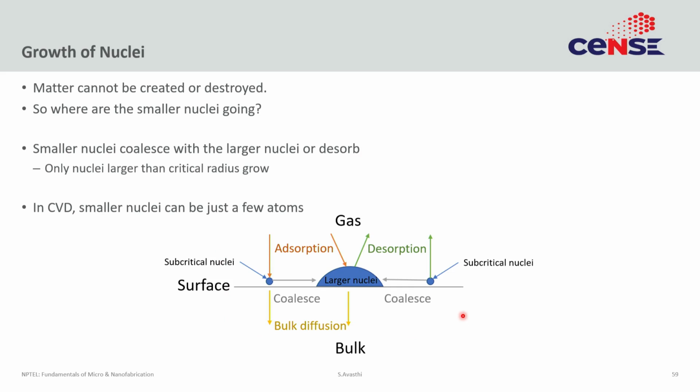What you want to do in a CVD is for this reaction to happen. You want to coalesce into forming a larger nuclei, because that is what is giving you a growth. Rest everything, the desorption, the bulk diffusion and all is subtracting from your growth, right. So, you have to find that temperature pressure window where the rest of these things are not happening, and this process is the dominant one.